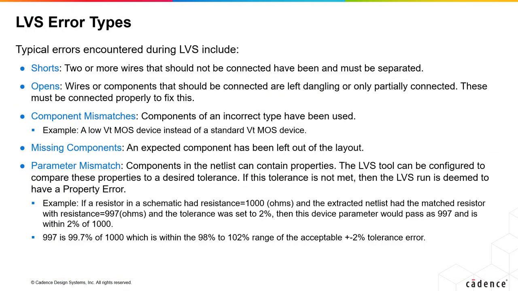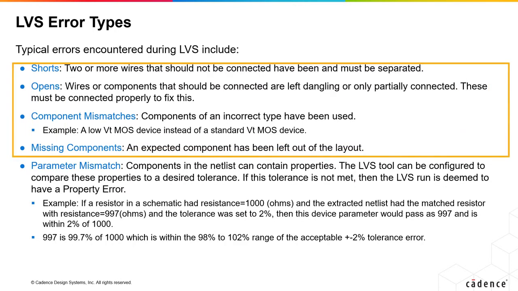Typical errors encountered during LVS include shorts, opens, component mismatches, missing components and parameter mismatches. Shorts happen when 2 or more wires that should not be connected have been connected and they must be separated to clear the LVS. Opens are reported when wires or components that should be connected are left dangling or only partially connected. These must be connected properly to fix this. Component mismatches are reported when components of an incorrect type have been used, for example a low VT-MOS device is used instead of a standard VT-MOS device. If an expected component has been left out of the layout, that is reported as a missing component.